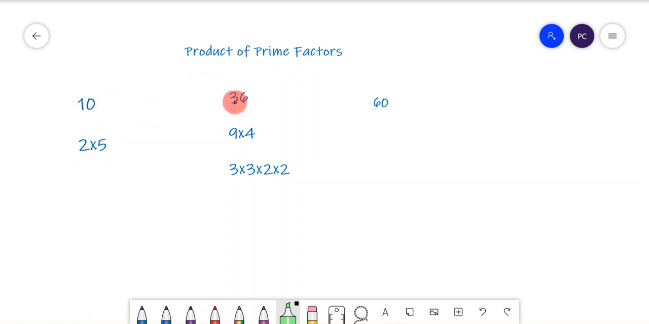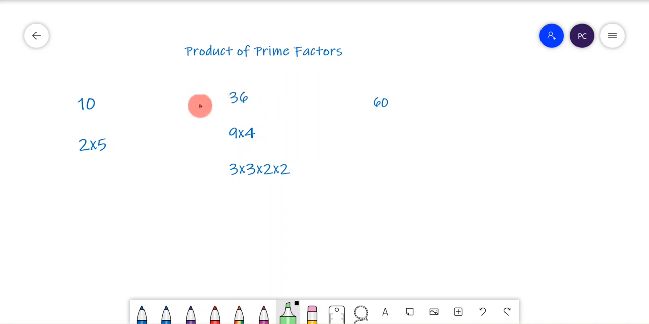Likewise, if I take the number 36, again, I can break this down into two numbers. So for example, 9 multiplied by 4, and then I can break this down even further into its product of prime factors. So the factors of 9 would be 3 multiplied by 3, and both 3 and 3 are prime numbers, multiplied by the factors of 4, which are 2 multiplied by 2. And notice that all of these numbers here are prime factors of 36. So when I multiply these by each other, 3 multiplied by 3 multiplied by 2 multiplied by 2, the product of prime factors equals 36.